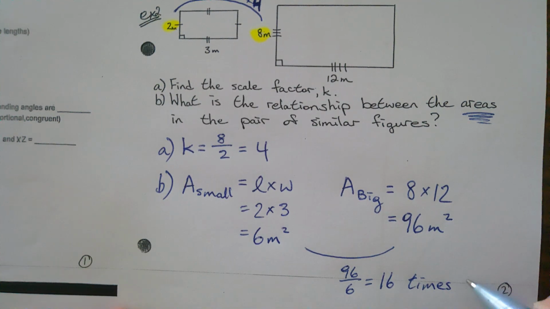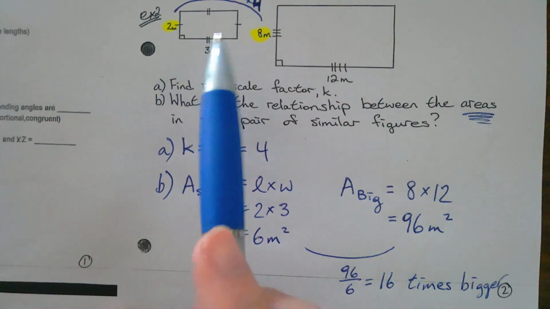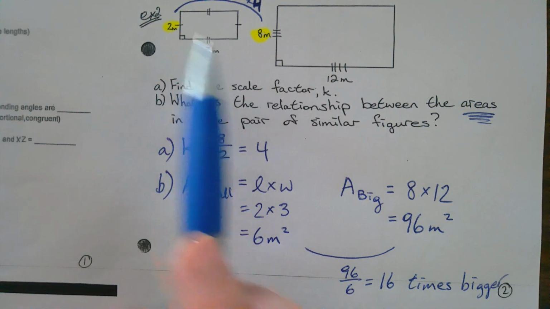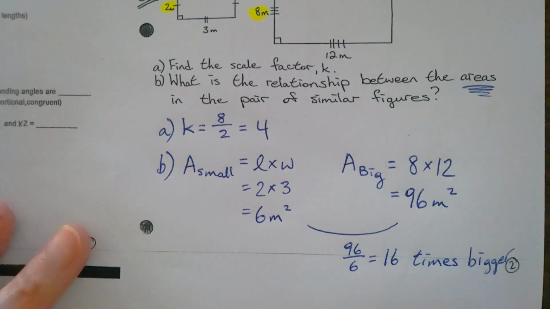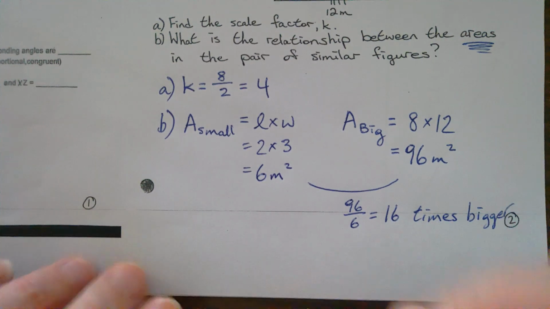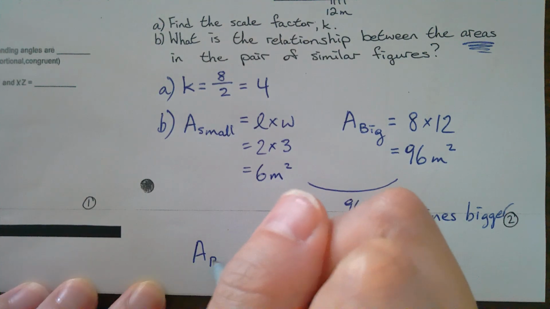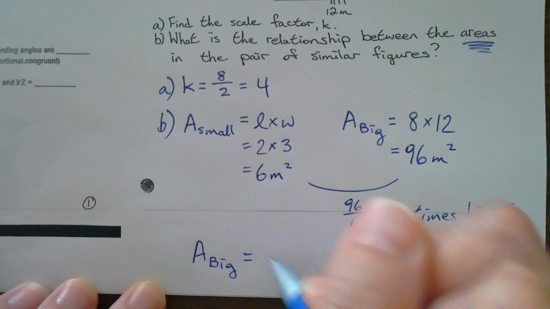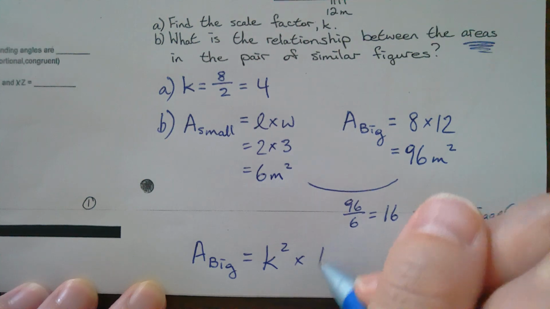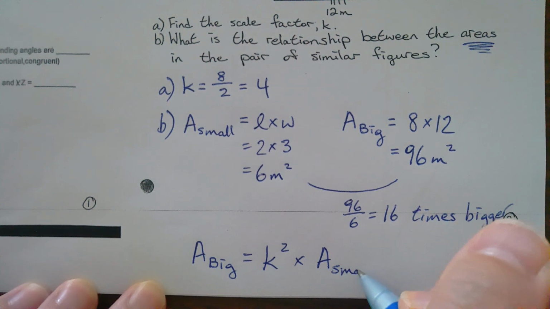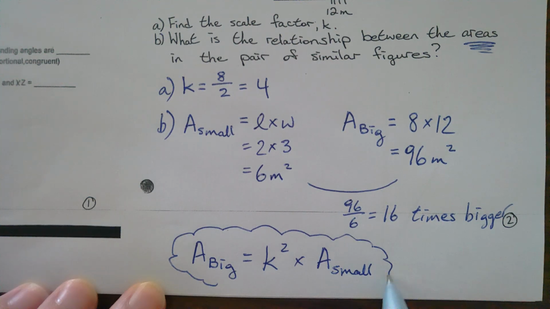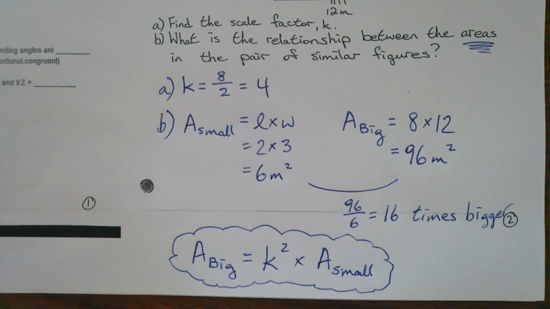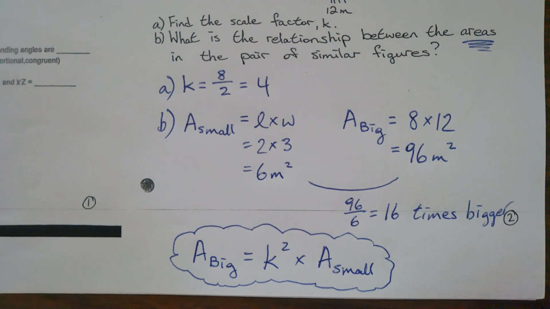Okay. So it's the square. Exactly. Good. And do you know why? It's because this side is 4 times bigger. This side is also 4 times bigger. So that's why it's 16 times. And there's actually a formula. Area of the big figure equals k squared times area of the smaller figure. Remember, this is comparing similar figures. K is the scale factor.